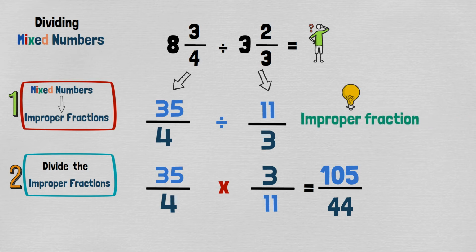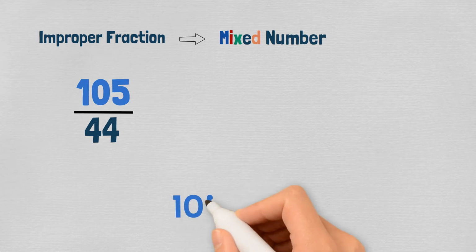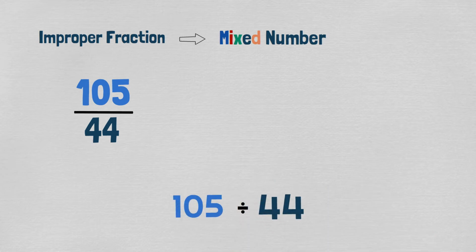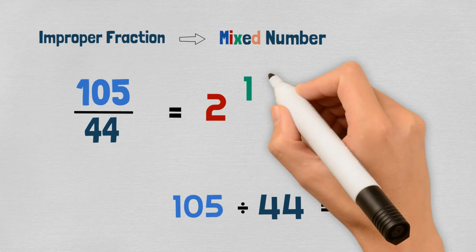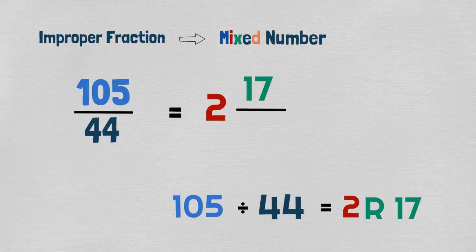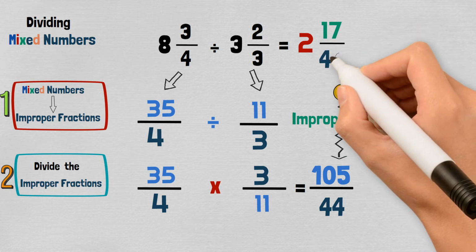However, we can convert this improper fraction back to its equivalent mixed number. Do you remember how to convert an improper fraction to a mixed number? We explained the steps in part 1 of this video series. First, we divide the numerator by the denominator. 105 divided by 44 equals 2, and a remainder of 17. Second, we write 2 as the whole number part. Third, we use the remainder 17 as the new numerator. And finally, we keep the old denominator 44 unchanged. 105 over 44 equals 2 17/44.